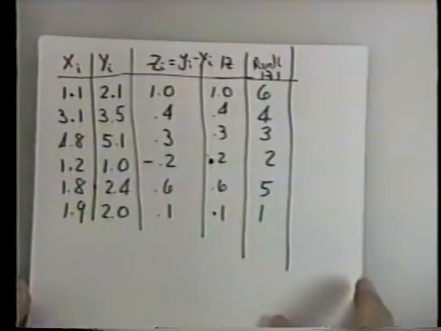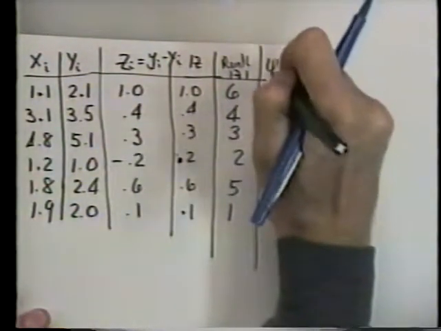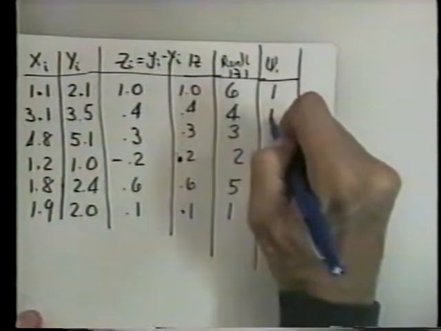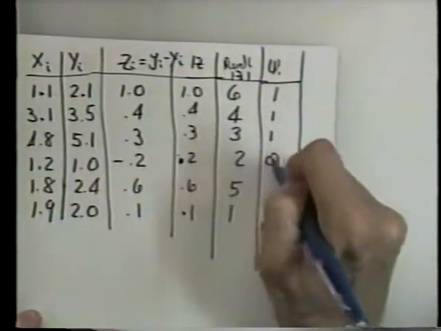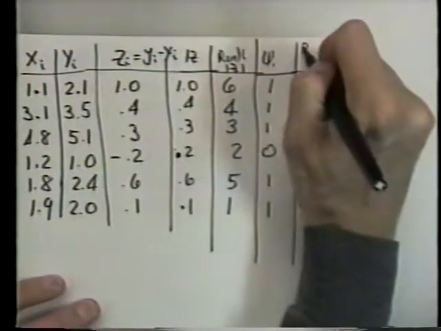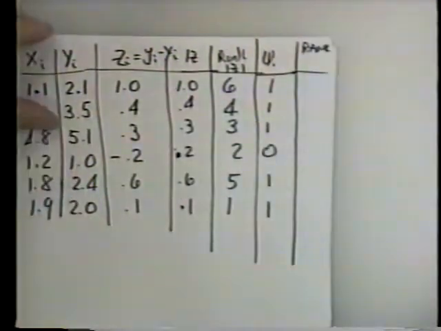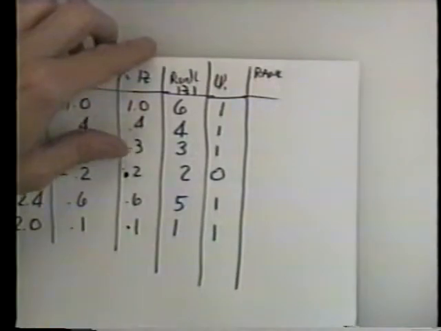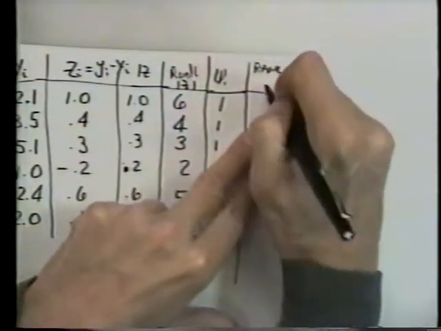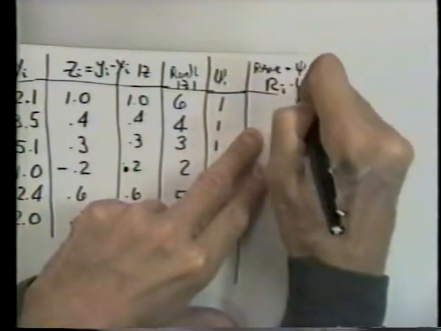And now we have this variable phi i. This variable is 1 if z is positive. So this is 1, 1, 1, 0, 1, 1. And now here what we do in this column, this last column, is the rank times phi. So I've run out of space at the top here. Maybe we can cheat a little bit here. So this last column is going to be the rank times phi. So it's going to be Ri times phi.